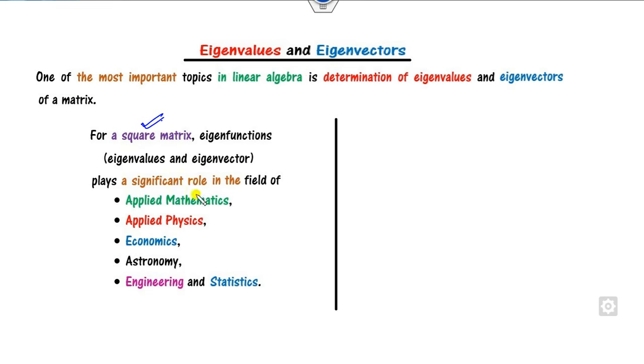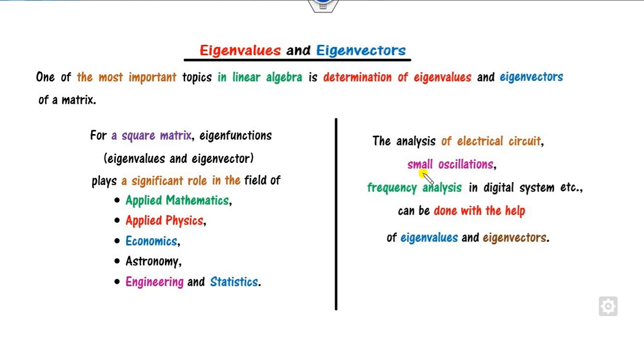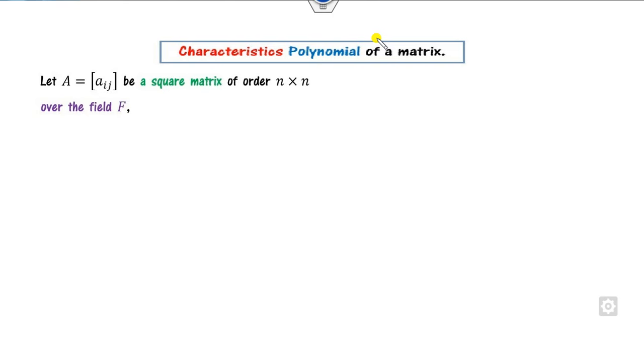For any square matrix, eigenvalues play a significant role in the fields of mathematics, physics, economics, engineering, statistics, and many more. Moreover, if you are from an electrical background, you have seen that oscillations can be predicted with the help of eigenvalues. Frequency analysis in digital signals is all calculated with the help of eigenvalues and eigenvectors. Like if you are talking about the sine and cosine wave, the amplitude can be predicted with the help of eigenvalues and eigenvectors.